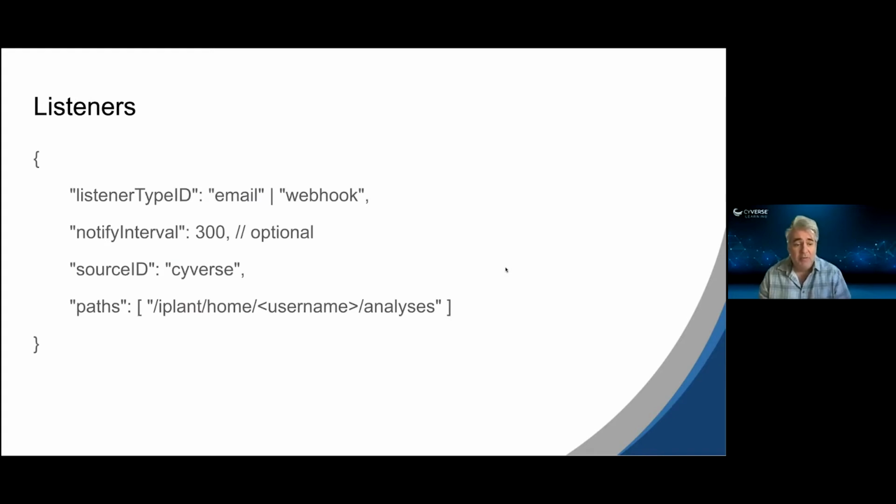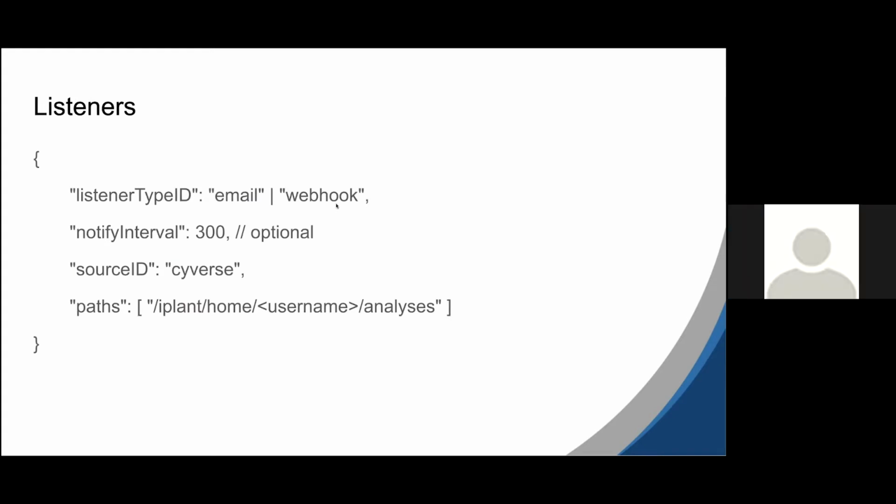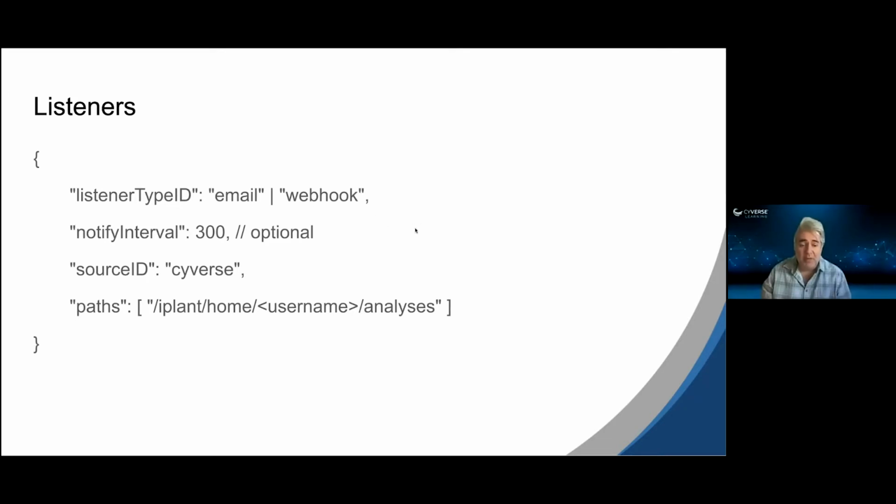Here's just an example of a typical listener. They have a type, which is currently either email or webhook. Notify interval is optional, but that was what I was talking about if you wanted to control how often you get notifications. So you can bundle them up based on how often you want to get them. The source ID right now is limited to CyVerse. That's our first initial offering. But DataWatch is built to be extensible. So in the future, we hope to add different possible data sources for data events. And I'll talk about that more later in the talk.